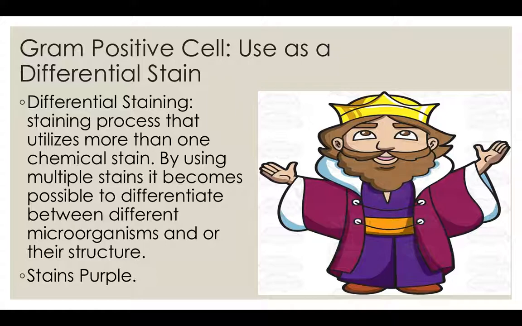A differential stain is a staining process that utilizes more than one chemical stain. By using multiple stains, it becomes possible to differentiate between different microorganisms and/or their structure. So the gram-positive cell, when you go through the staining process, is going to stain purple.